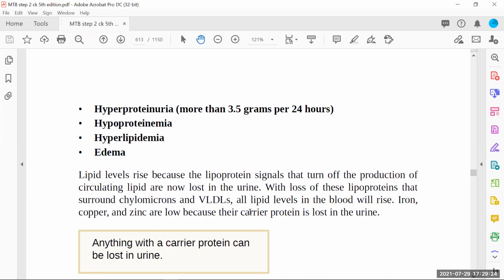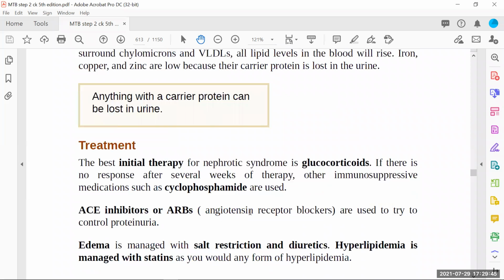So it's not only about albumin, it's about protein. Protein is involved everywhere: in making the carrier proteins, in making the lipoproteins, in maintaining the lipid metabolism, and in maintaining the oncotic pressure. Anyhow, protein is the building block unit of our body. Right? So think about that. Now, anything with a carrier protein can be lost in the urine.